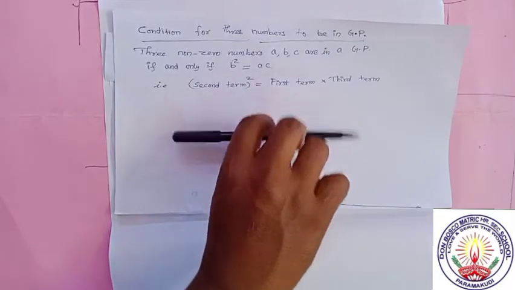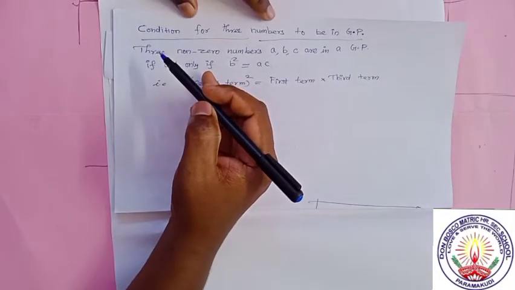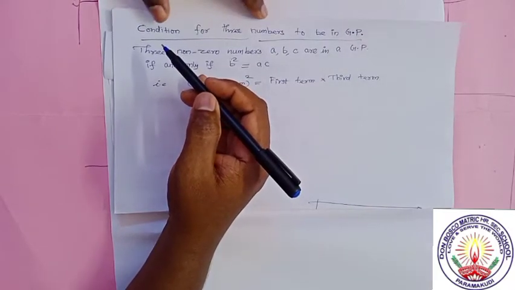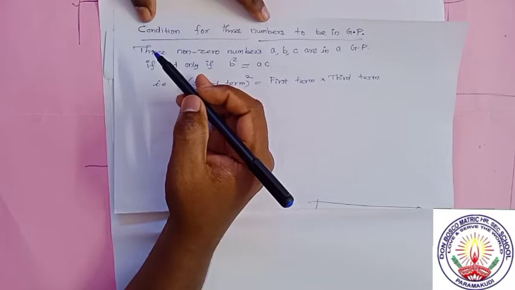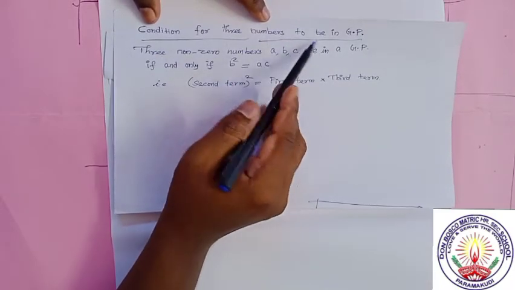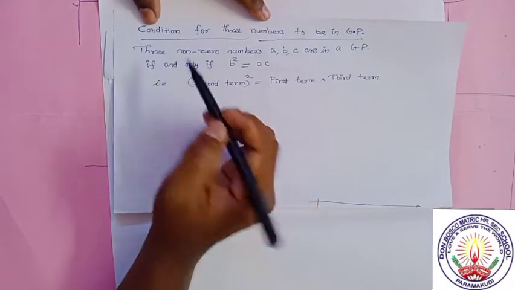Hi, last class we have studied geometric progression. Now we are going to study the important condition for three numbers to be in geometric progression.